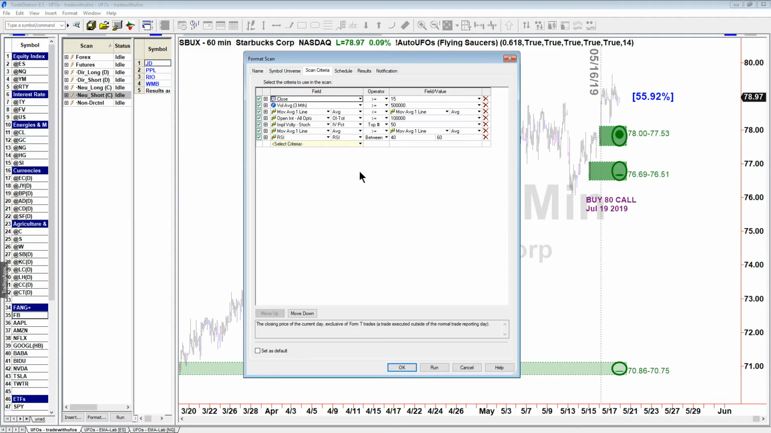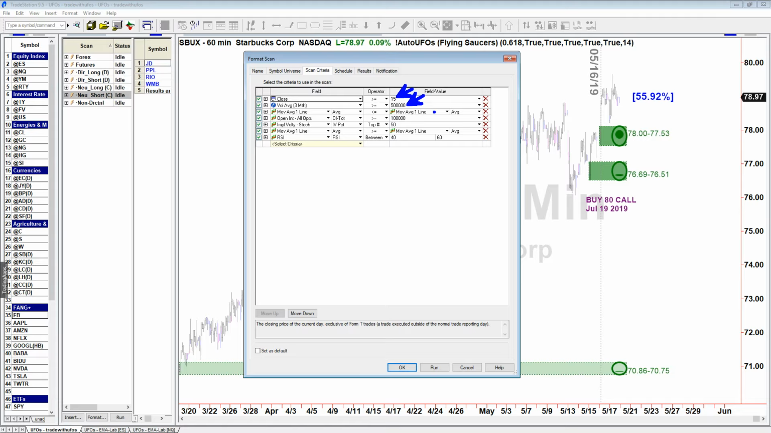Just to go over one example, this is neutral short, for example. So you have price of the stock greater than $15. The average volume in the last 3 months is more than 500,000 shares. The average, average number 1, it's below. What does that mean?